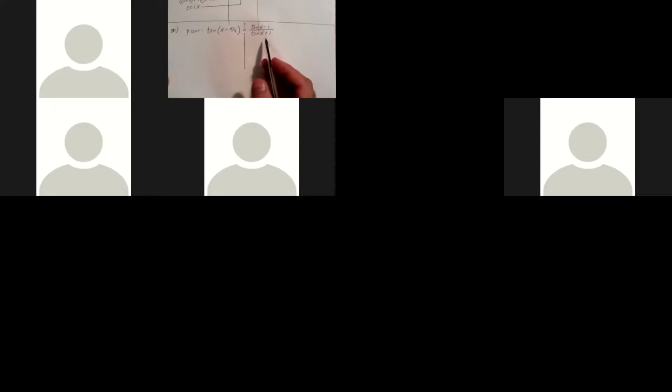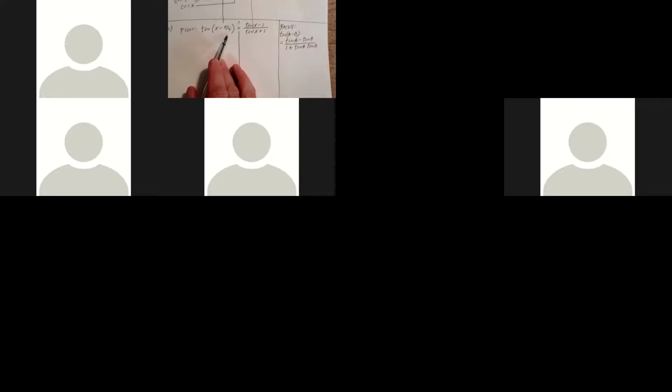What identity would I bring to the party, ladies and gentlemen, if I work with the left side and try to show the left side is the right side? What identity would I use? Recall, the tangent of some angle A minus some angle B. We've established that identity earlier. We discovered that it's equal to the tangent of angle A minus the tangent of angle B all over 1 plus the tangent of angle A times the tangent of angle B. We've already established this as being a valid identity. We can use that to expand our left side to ultimately show our left side is equal to the right side. So therefore, we replace angle A with X and we replace angle B with pi fourths.